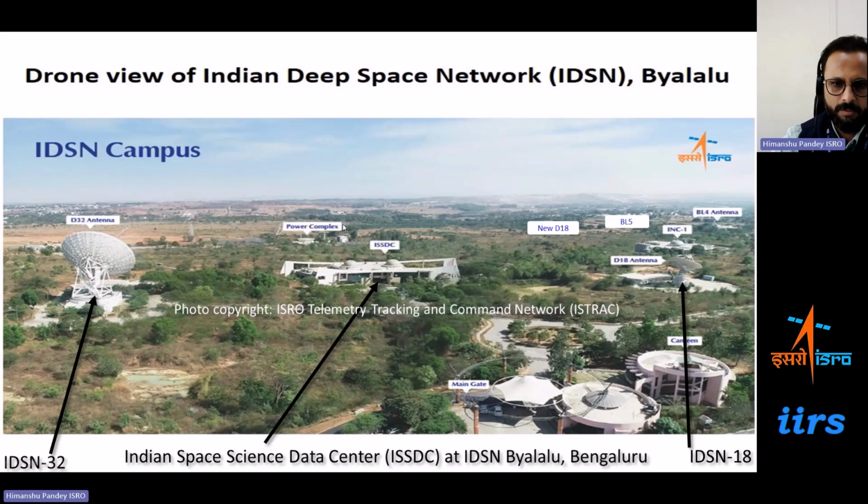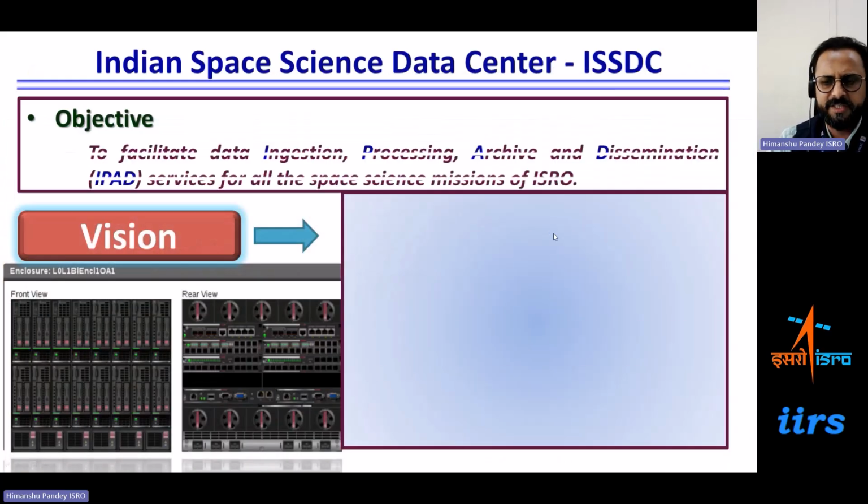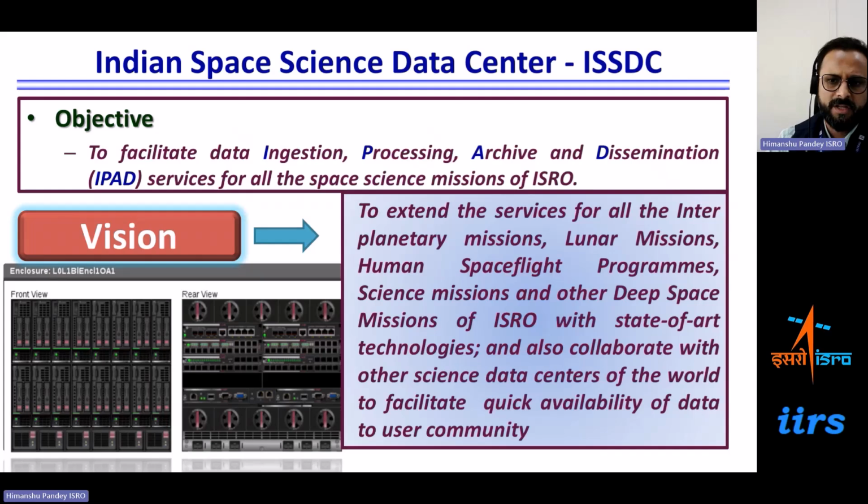So this is one view where you can see in the center portion, ISDC is located and all deep space stations are here, so that we can receive the data directly from the lunar, interplanetary, and other deep space missions of ISRO directly from the station to the data center. So the main objective of the data center is to facilitate data ingestion, processing, archive, and dissemination services for all the space missions of ISRO with a vision listed here.